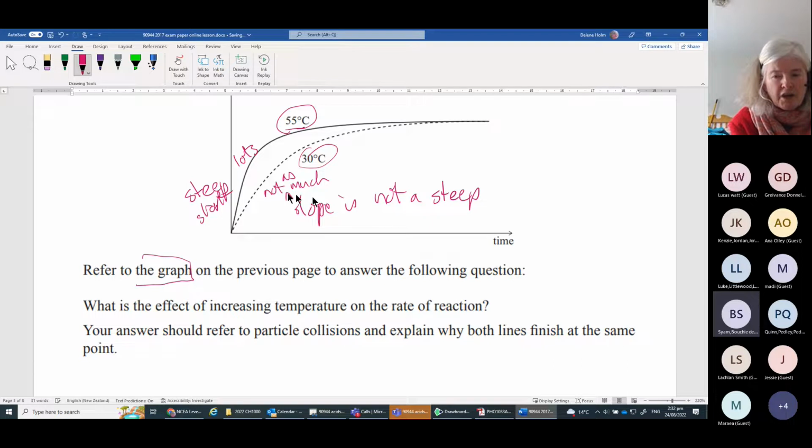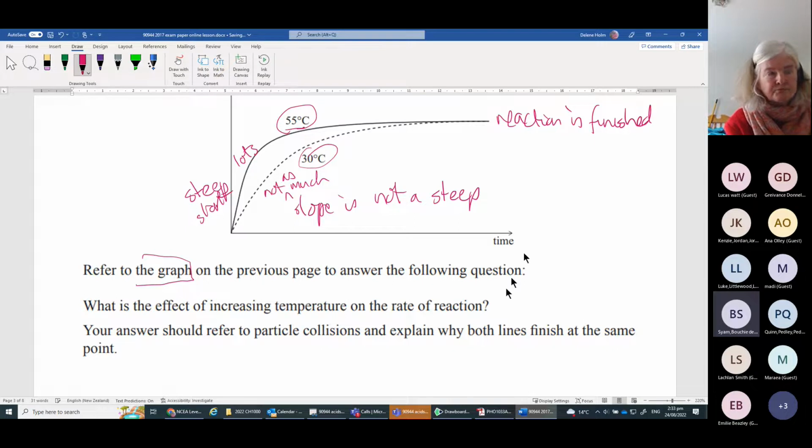Do you see what I mean by referring to the graph? Don't just say at 55 degrees, it's a faster rate of reaction because I have not related it to the graph at all. So make sure you're saying it starts, the slope is steep and then becomes less steep until it's horizontal. And when it's horizontal, that means the reaction is finished or complete or something like that. Now, so that's the first point. Make sure you refer to the graph.